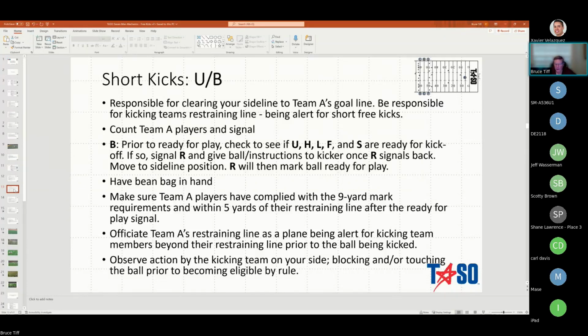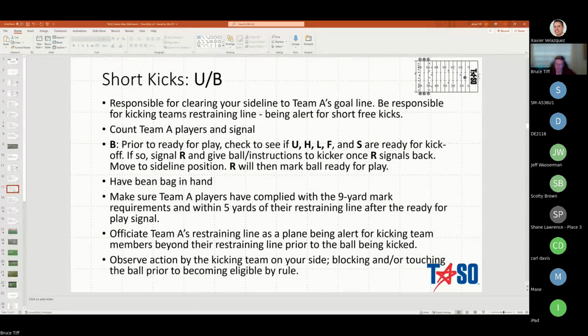And the back judge, again, similar to before, before they're ready for play, you're going to check if all the other officials here are ready. Then we're going to signal to the R, give the ball to the kicker and the instructions, and then move to the sideline. And then when ready, the R will mark the ball ready for play. Have a beanbag in your hand. Again, we don't have a lot of time to react, so if you have it in your hand, it's easier to use it if you need it.